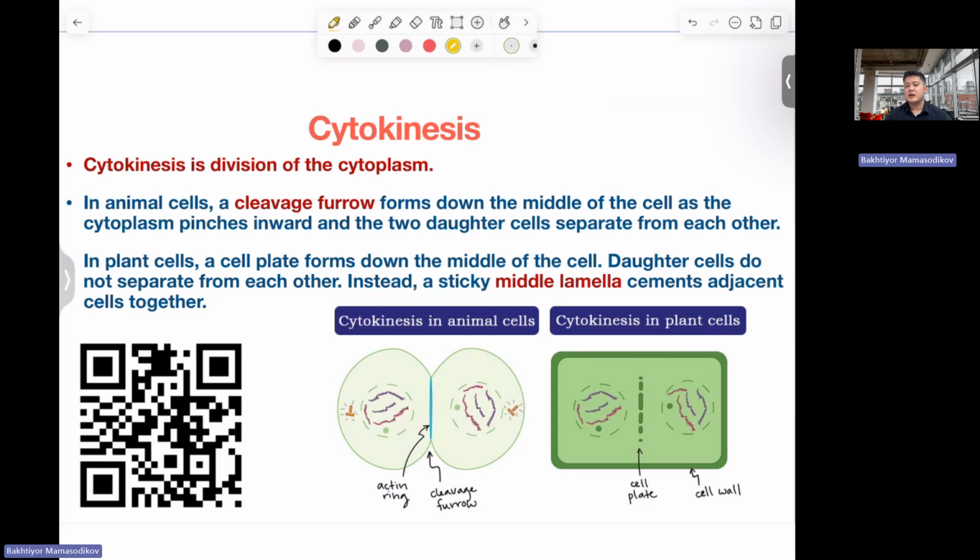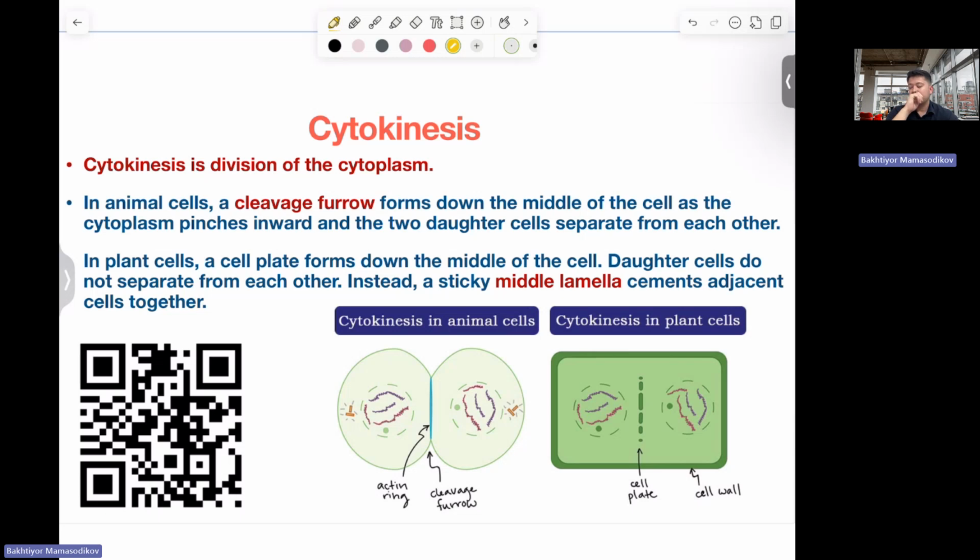This is the cytokinesis phase. Okay. In cytokinesis, we have two parts: the first is done by the cleavage furrow, and the second is cytokinesis in the plant cell. So you have to know the difference between plant cells and animal cells: how cytokinesis happens in animal cells, and how it happens in plant cells.